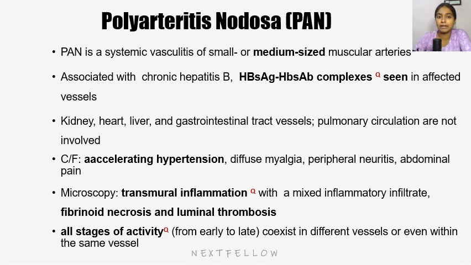Next, coming to PAN, that is polyarteritis nodosa, a medium sized vessel vasculitis. It is associated with chronic hepatitis B, that is, hepatitis B antigen and antibody complex can be seen in the affected vessels.